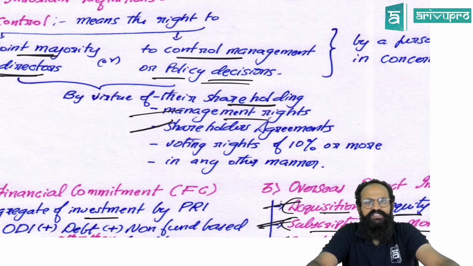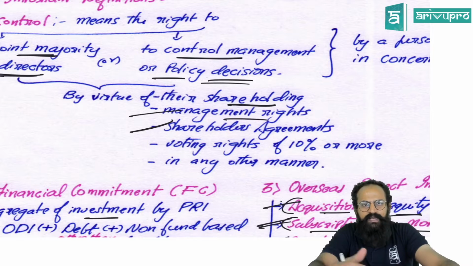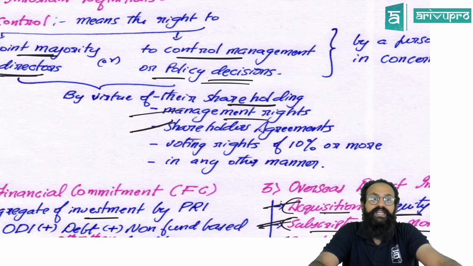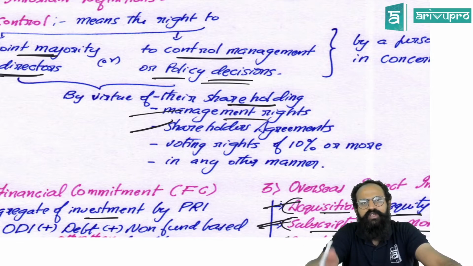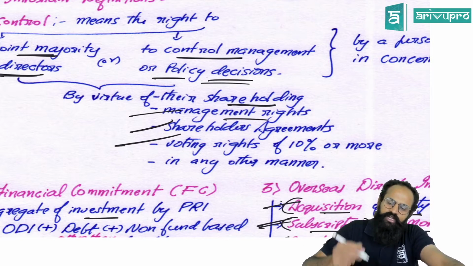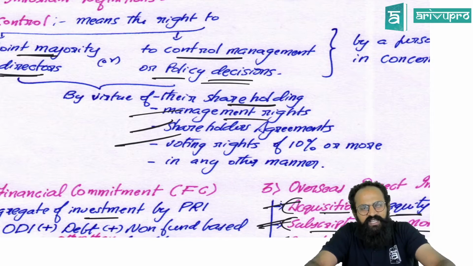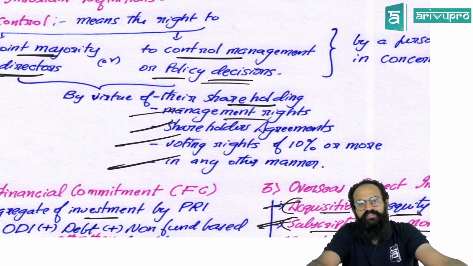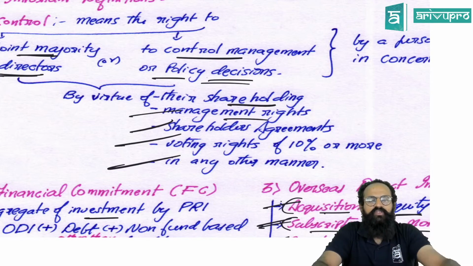Sir, now whenever they're investing, they will say, I'm investing 2%, but I'm coming up with some conditions. That condition is called shareholders agreement. When a new investor is investing in the company, he comes up with some conditions. That is called shareholder agreement. Here, shareholding is irrelevant. 1% also can control. The next one, people, voting rights of 10% or more. They're telling if you have voting rights of 10% or more, that means you have control. The next one, people, in any other manner, if you have a control, that means the law is telling you that you have a right to appoint majority of directors, you have a right to control management or policy decisions. That is called control.